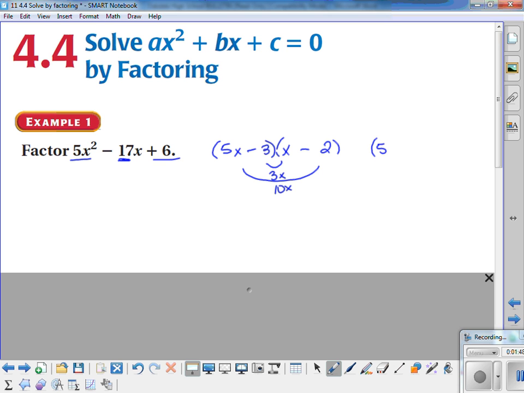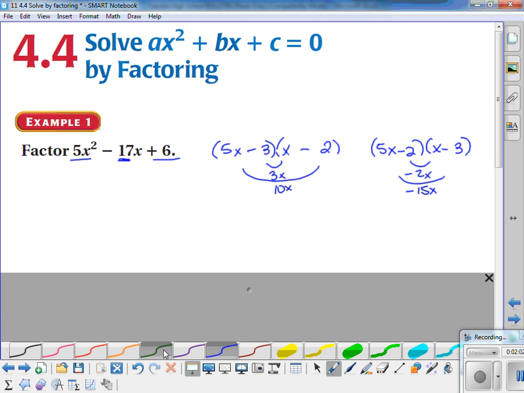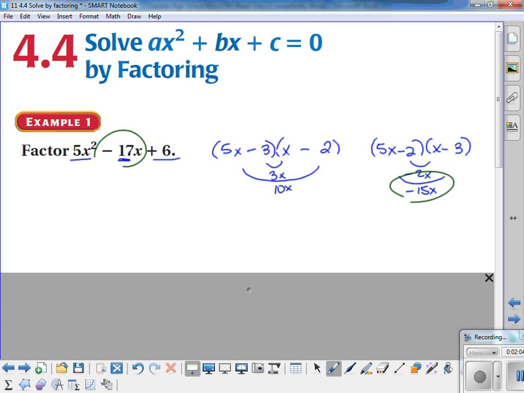Let me try switching it around and saying 5x minus 2 times x minus 3. Now when I check the inside and the outside, I get negative 2x and negative 15x. Is that what I wanted? Yeah. So because they match, I know that I've done it right. And so the factored form would be 5x minus 2 times x minus 3.